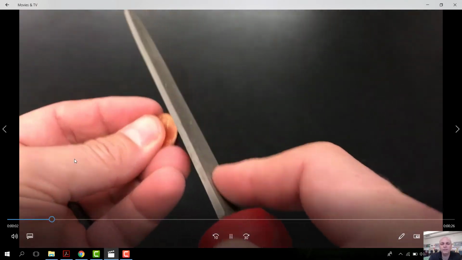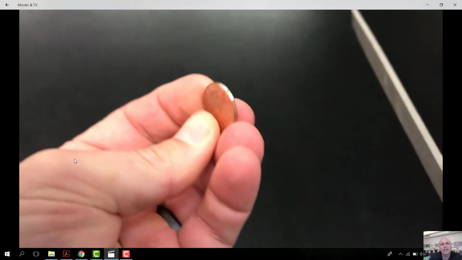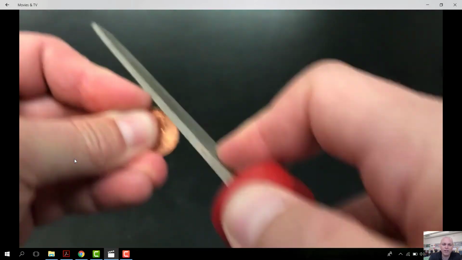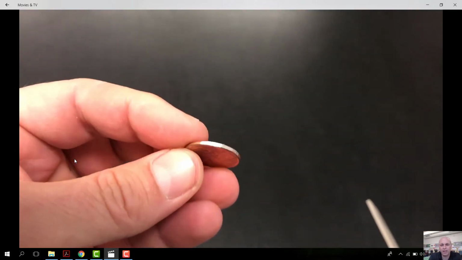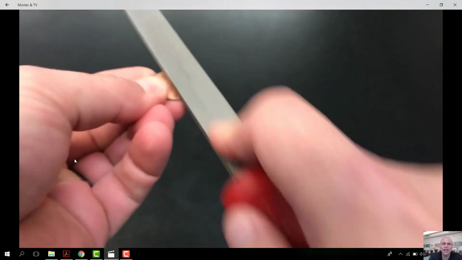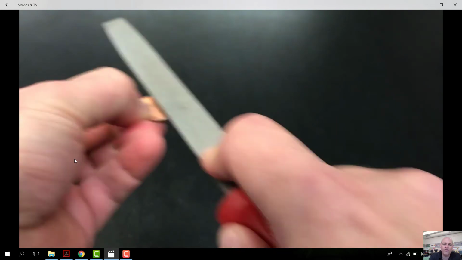I've got a penny here. I'm filing down the penny. And some people may know that inside of the penny, you have zinc. There's copper on the outside, but zinc on the inside. So by filing it off and exposing that zinc on the inside, is this a chemical change or a physical change?